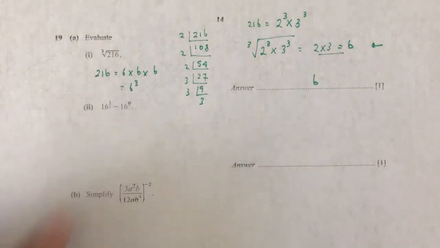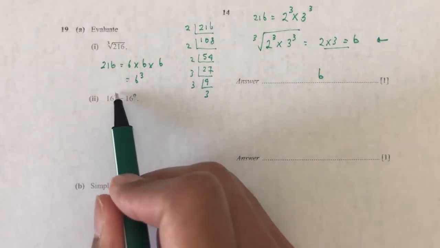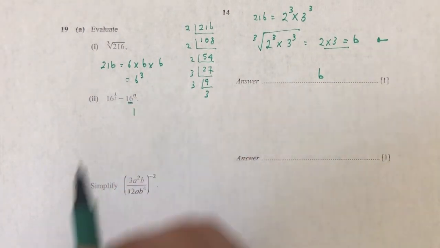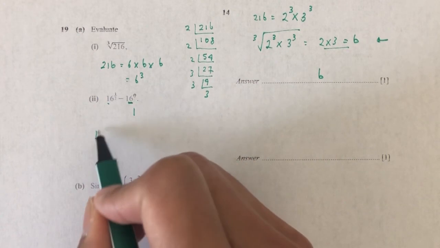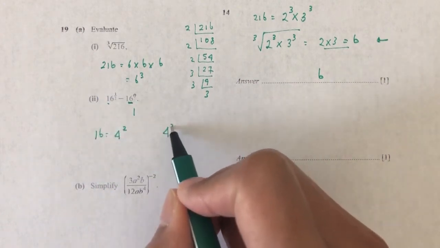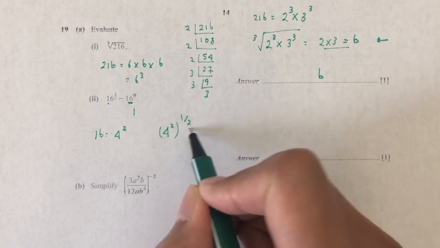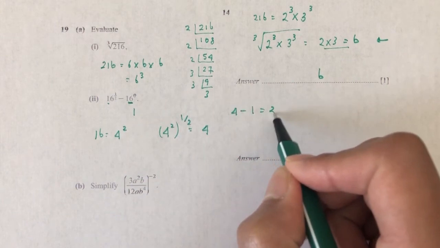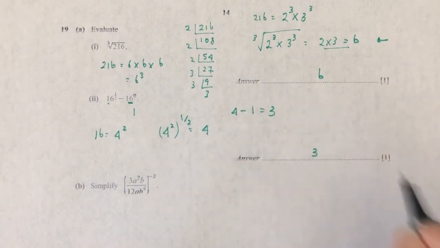So now for part 2, 16 power half minus 16 power 0. So anything power 0 is 1. So 16 power half, we know that 16 is equal to 4 squared. So 4 squared to the power half is equal to 4. So now we have 4 minus 1 equal to 3. And that is your answer for part 2.